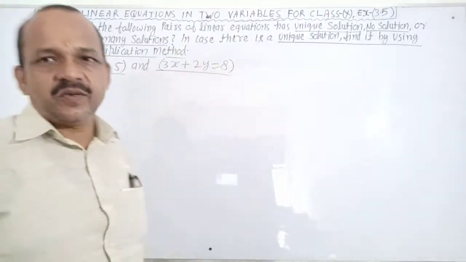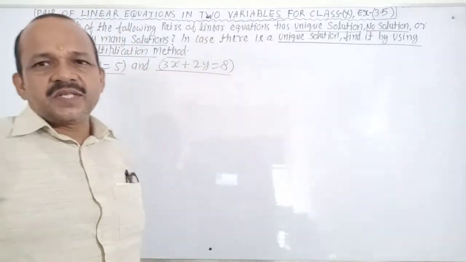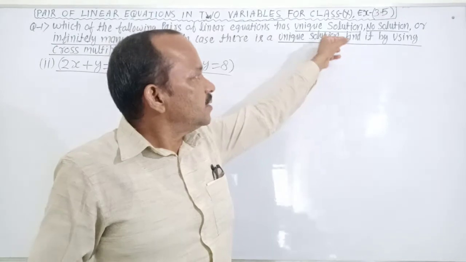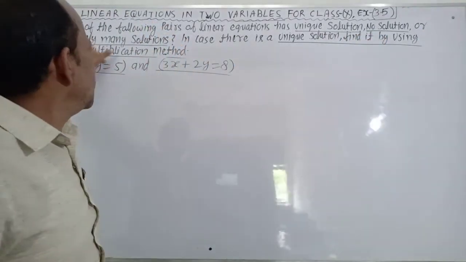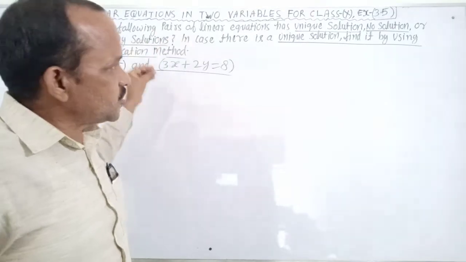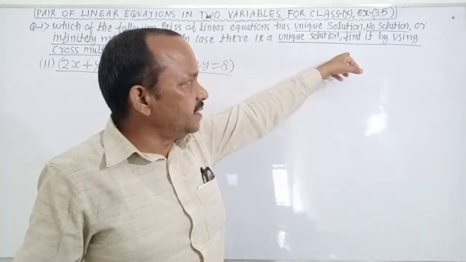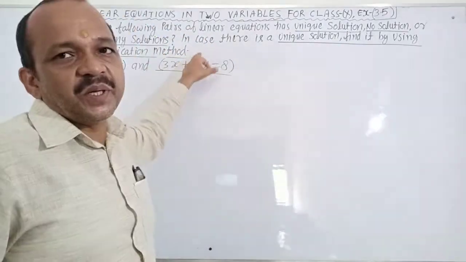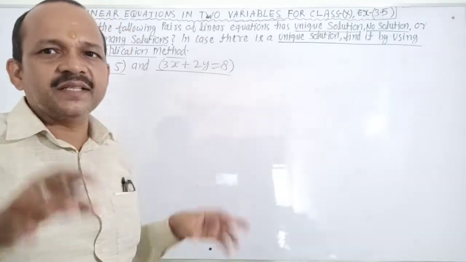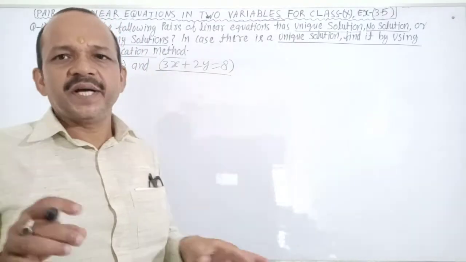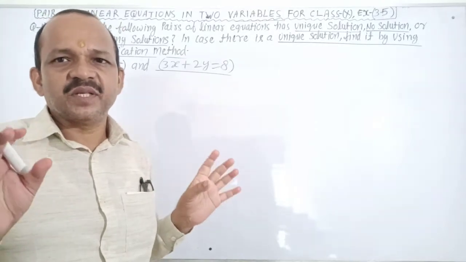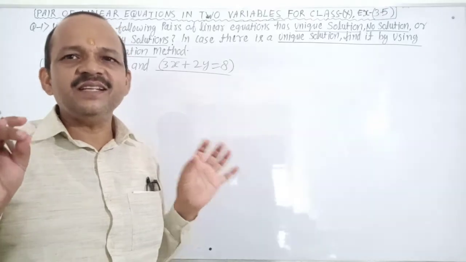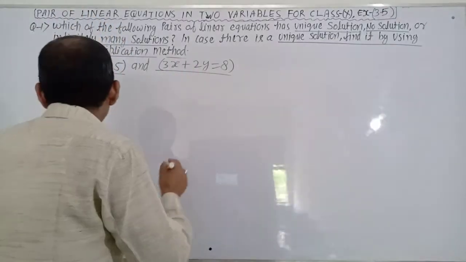It is given equation. You solve given equation and decide whether given equation shows unique solution or no solution or infinitely many solution. If it shows unique solution, then find its solution by cross multiplication method. It means you find the value of x and value of y by cross multiplication method. It is clear, no confusion about it. Very good. It is very easy. Clear? See the solution.